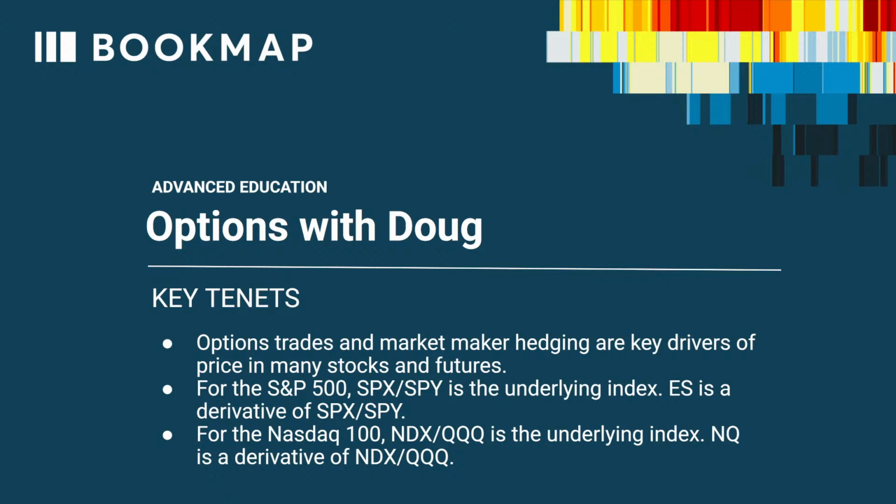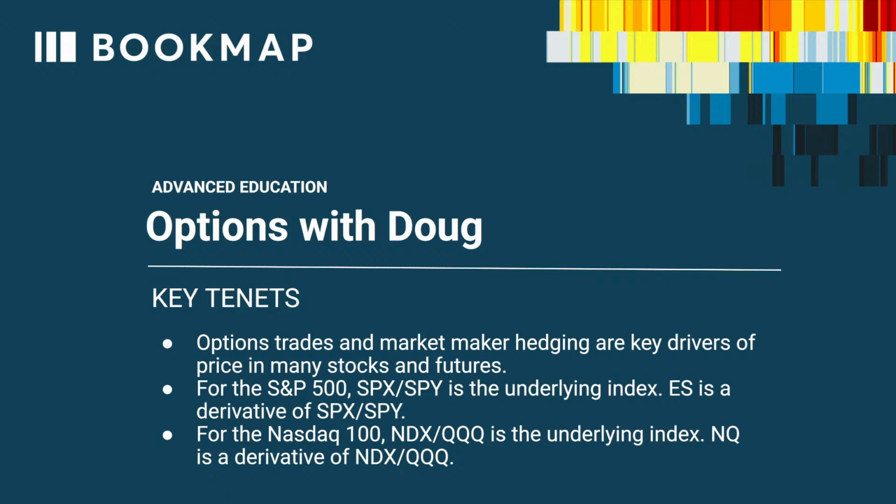So let's move on to the equity index futures for the S&P 500. SPX is the underlying index. SPY is the ETF version of that index. And the ES futures contract is a derivative of SPX. And when traders buy and sell puts and calls in SPX and SPY, market makers take the opposite side of those trades and they hedge their delta exposure with ES futures.